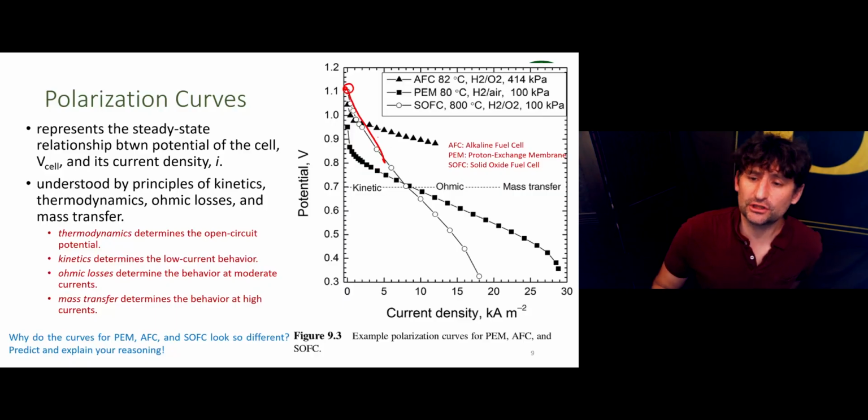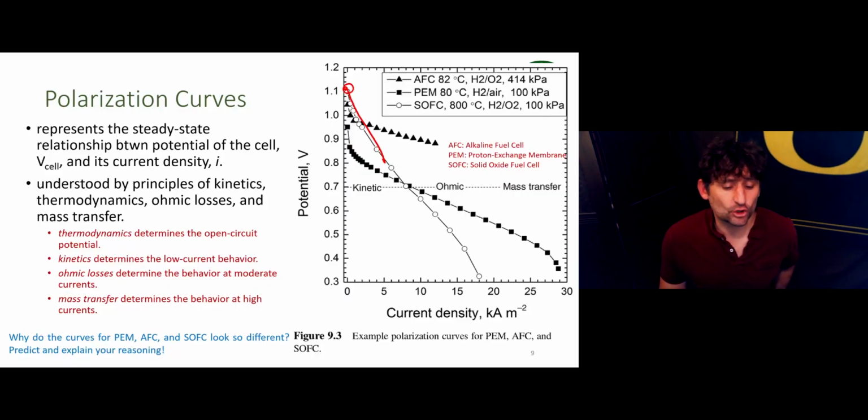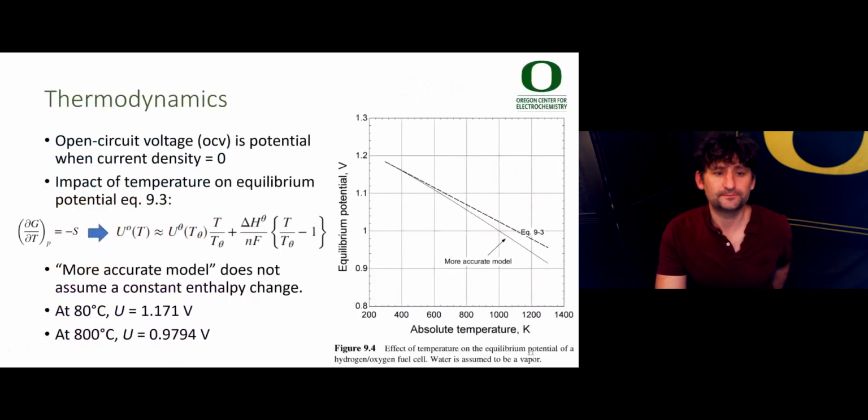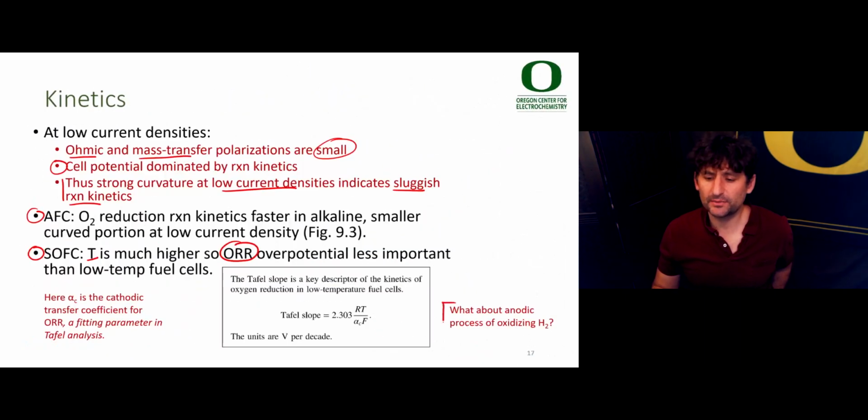But you'll notice the slope is much steeper, indicating that the ohmic losses are much larger in a solid oxide fuel cell due to the lower conductivity, at least in this example, of the ceramic electrolytes compared to the low temperature polymer ionomer electrolytes used in proton exchange membrane fuel cells. You might think a little bit about the process of oxidizing H2 at the anode and why we haven't been talking about that much in this presentation.